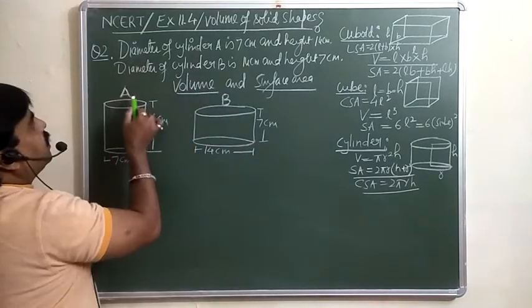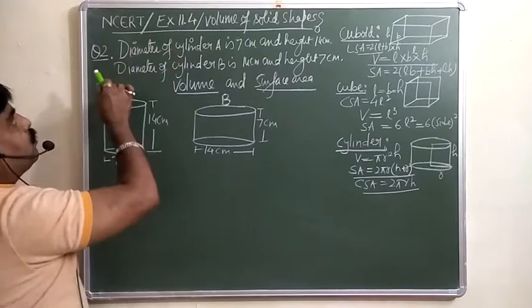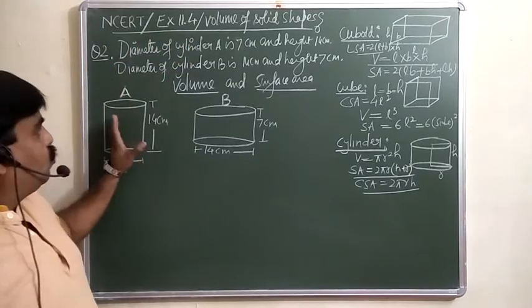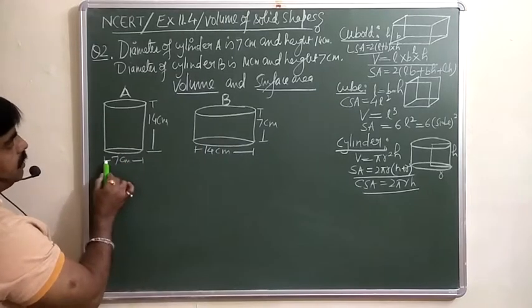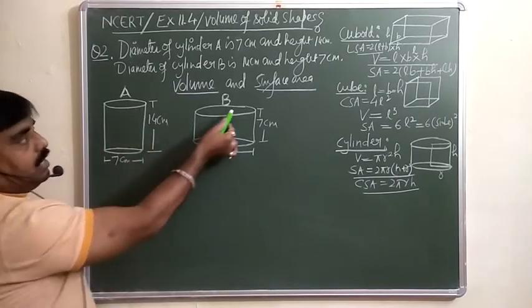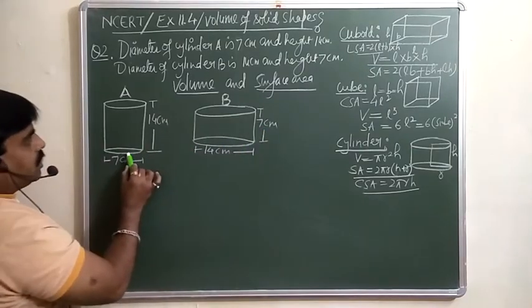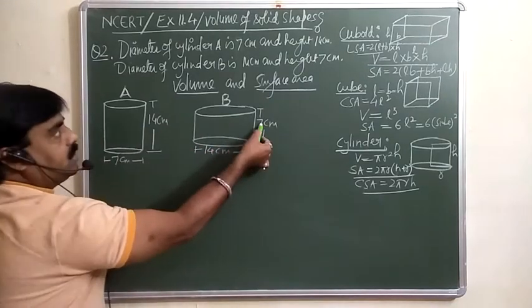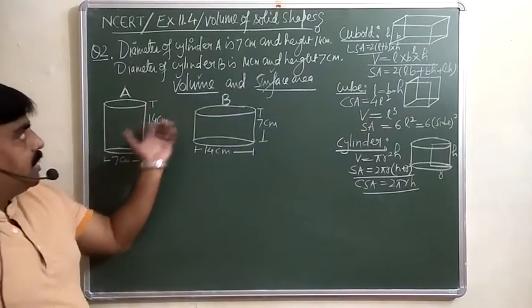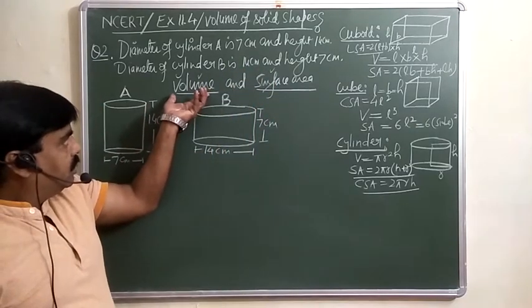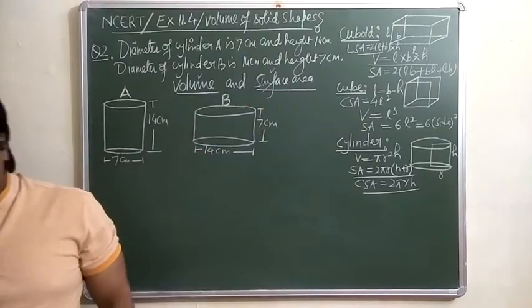Now see what the question is. There are two cylinders, A and B, from your NCERT book, the question number 2 of 11.4. These two cylinders are given, cylinder A and cylinder B. For cylinder A, the diameter is 7 centimeter, height is 14. For cylinder B, diameter is 14, height is 7. Only the diameter and height are going to change here. We want to know the volume and the surface area. Which cylinder has the greater volume and surface area, that we want to calculate here.